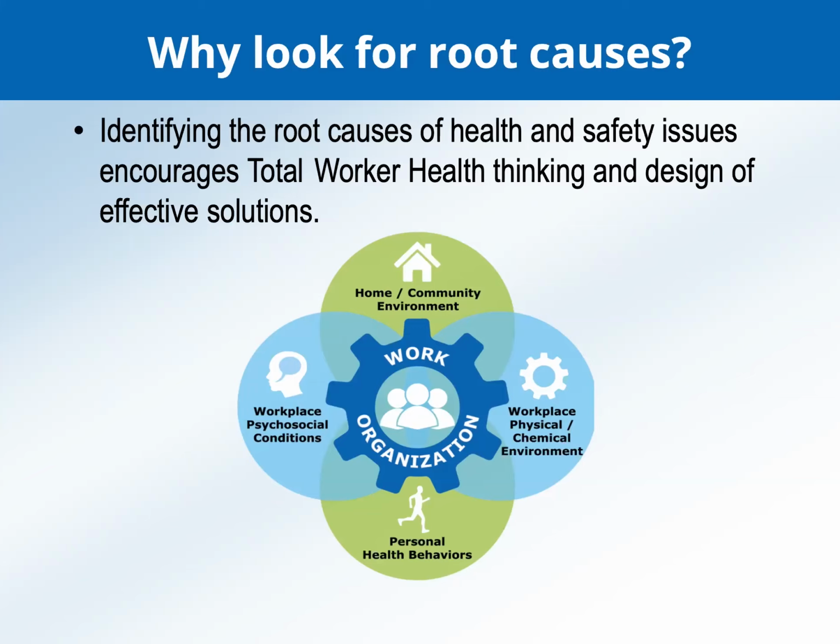The figure on this page shows that our health and well-being, symbolized by the people in the center of the figure, is influenced by multiple factors. The blue circles represent the workplace and job conditions. These include the physical and chemical environment, as well as the social and mental aspects of work. The green circles represent community factors, the home environment, and even our personal health characteristics.